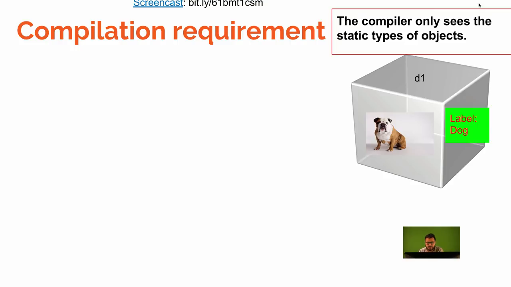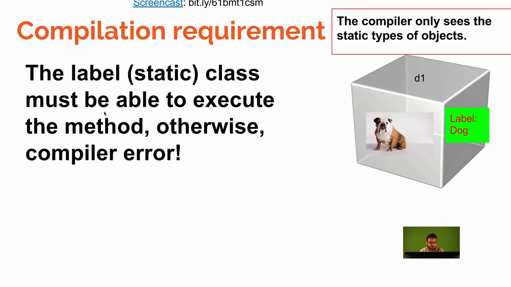Again, the compiler only sees the static types of objects. This is super important. I'm going to keep d1 around so we can use it as we need. d1 is a box labeled dog with a bulldog inside it. Now here's the big picture idea: the label, or the static class, must be able to execute the method. Otherwise, there's going to be a compiler error. Let's take a look at what this means.